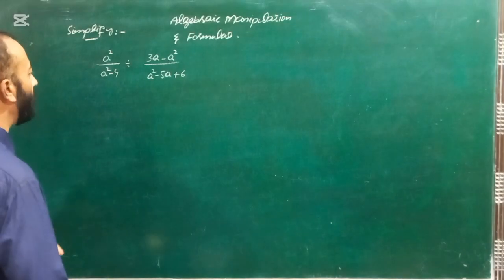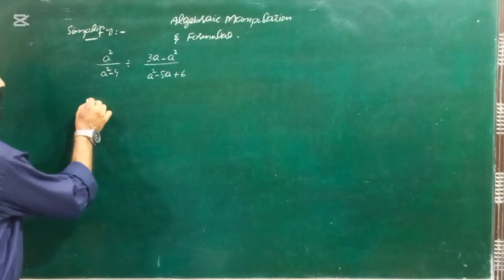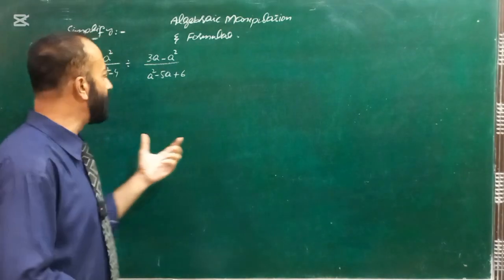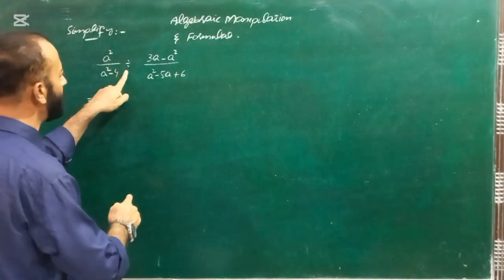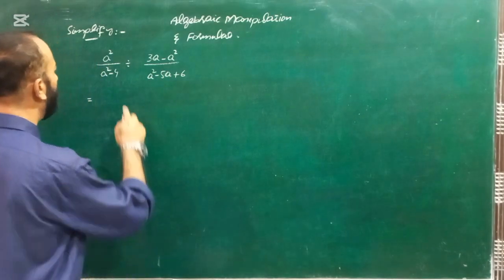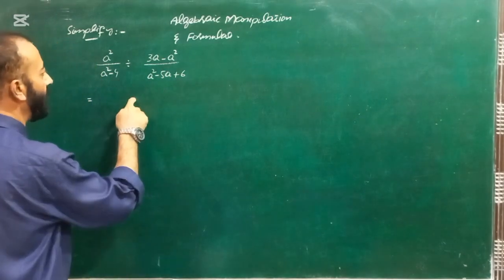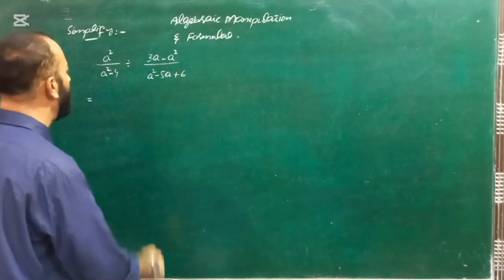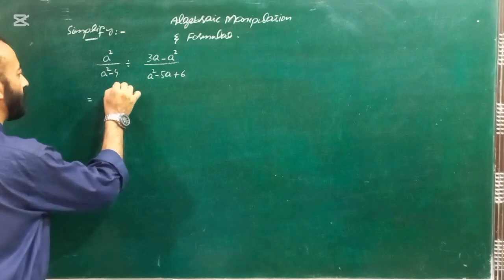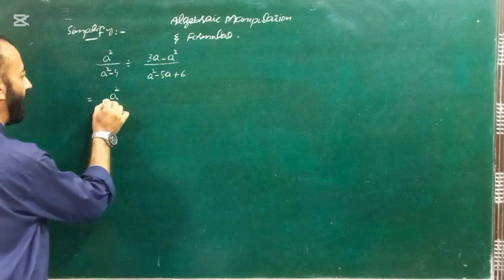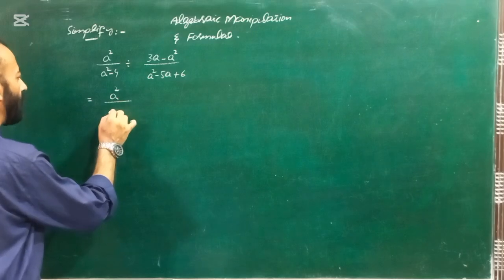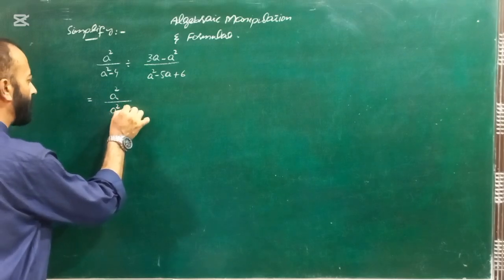Here is an even more tough question. So look now, we will use the concepts as well. Look now, there is a division sign and after that a fraction is given. So when we convert this division into multiplication, the fraction will be reciprocal. At the same time, there is a fraction before the division sign, so that fraction will be written as it is: a square over a square minus 4.